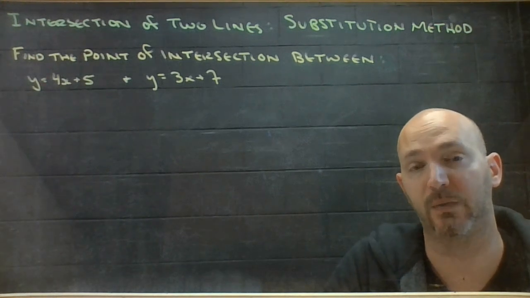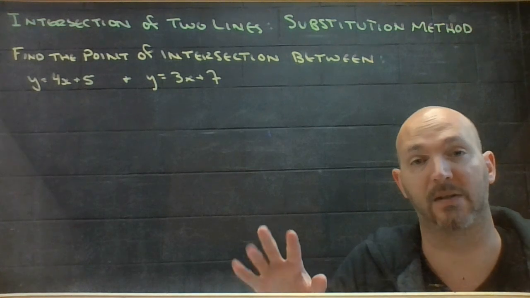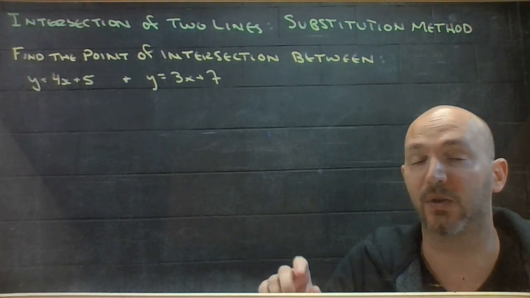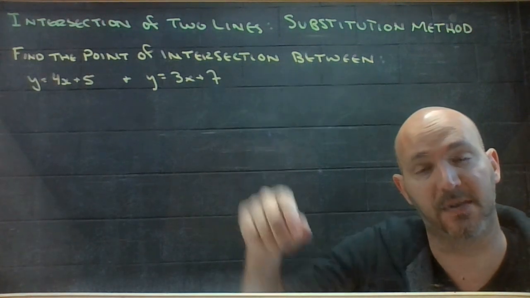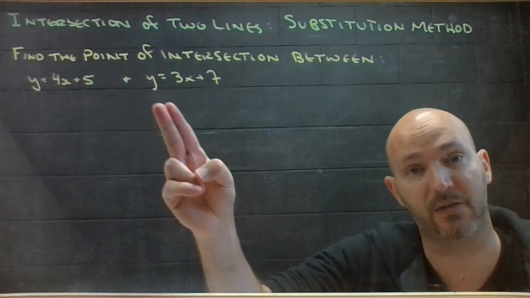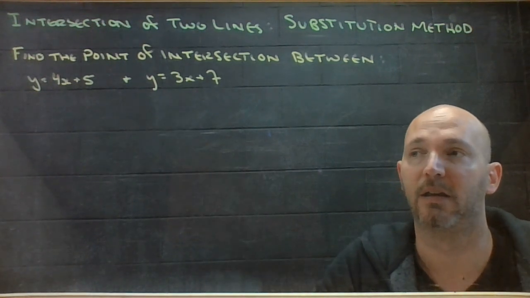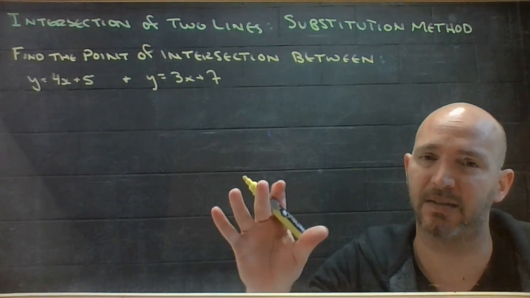Trying to find where two lines cross requires a little bit of algebra. The first method we're going to use is the substitution method, where you just hook two equations together. But just the basic idea, right?